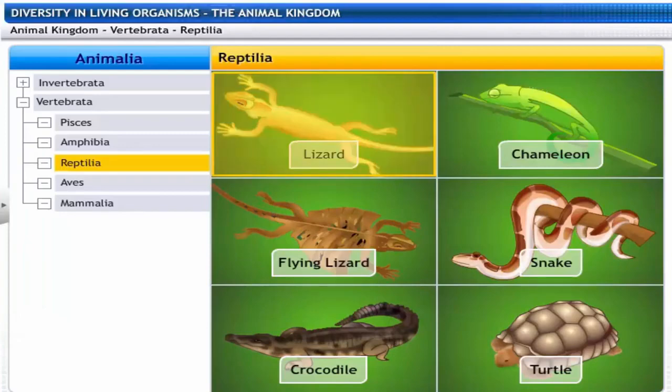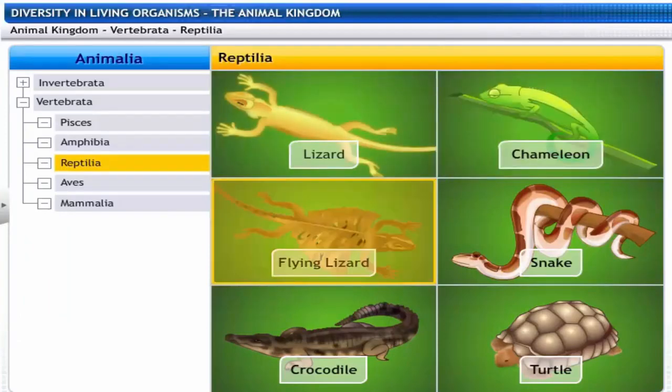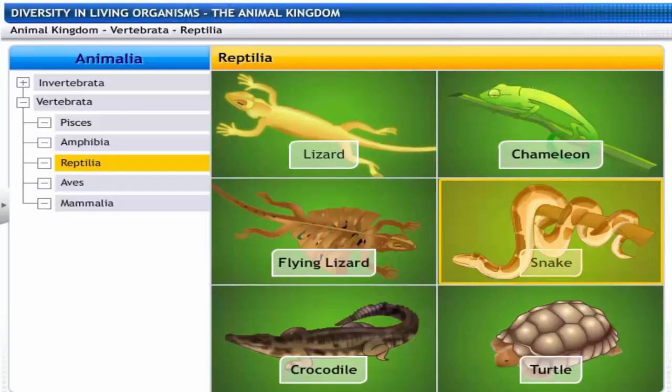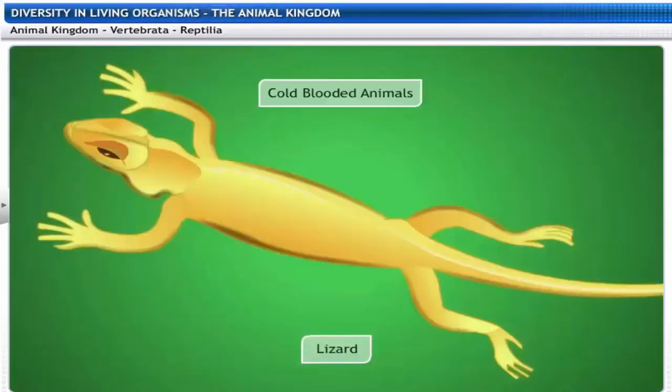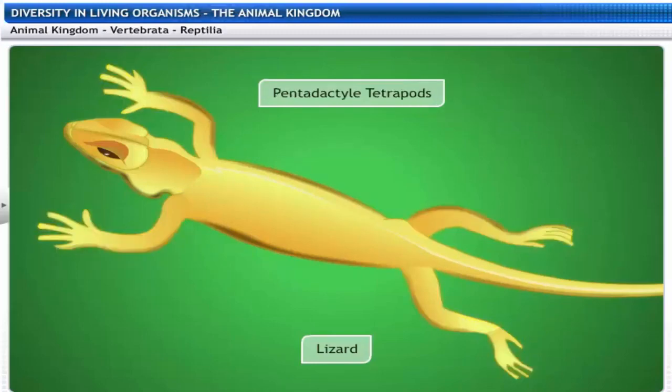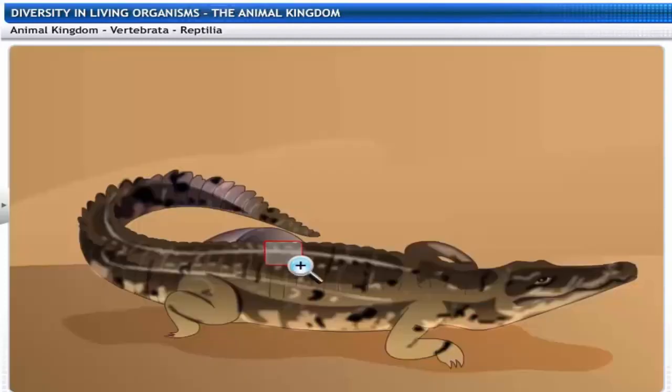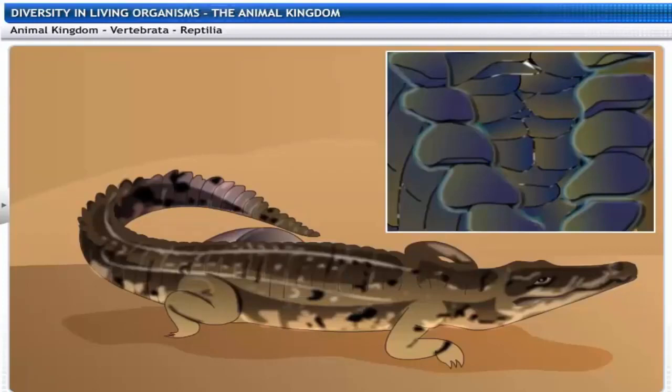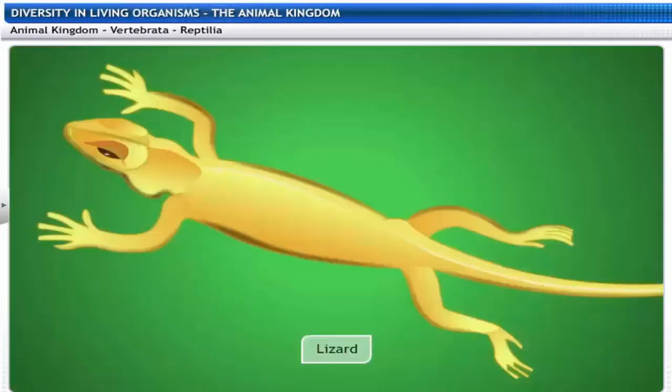Reptilia includes lizards, chameleons, flying lizards, snakes, crocodiles, and turtles. Reptilia are cold-blooded animals and are terrestrial in habitat. They have 4 limbs with 5 fingers or toes, and hence they are called pentadactyl tetrapods. Reptiles have a scaly skin which is resistant to drying out.